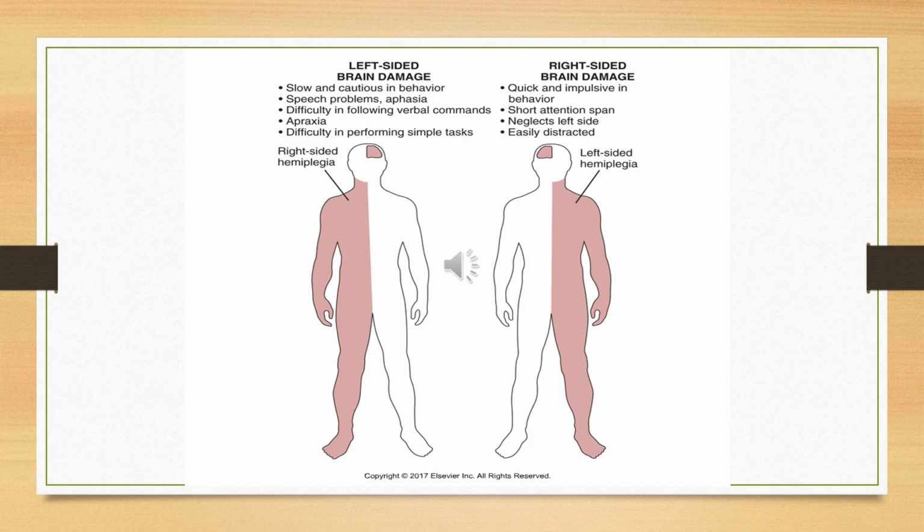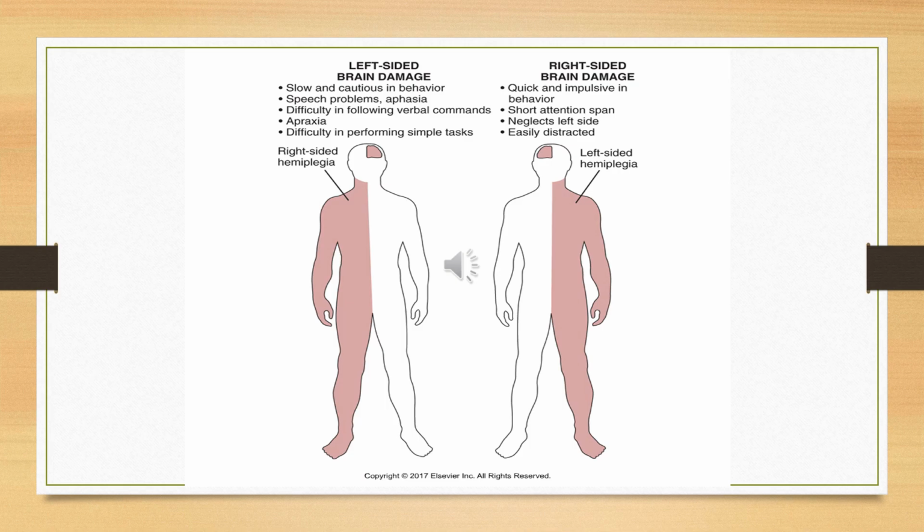So it's opposite. If the stroke is on the left side, the right side of the body is affected. If the stroke occurs on the right side, the left side of the body is affected. So make sure you remember that, because you need to know how you're going to properly care for your patient.